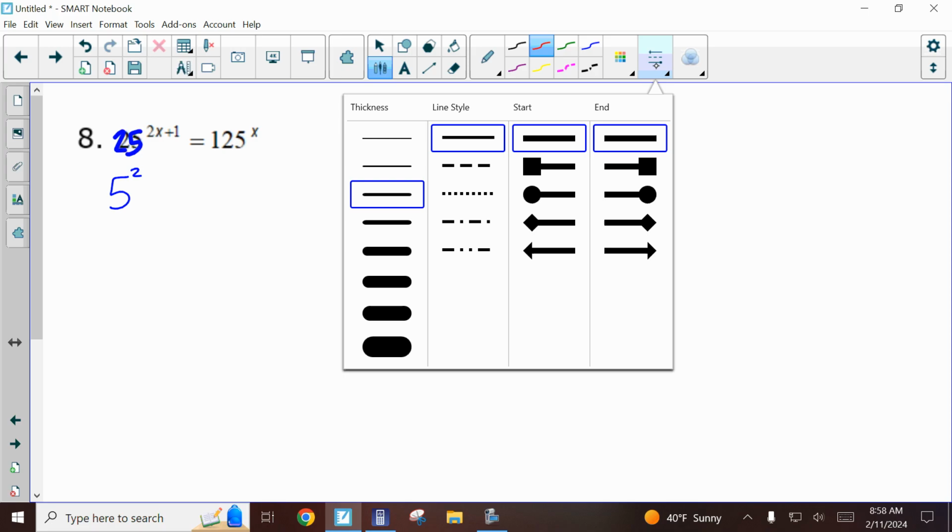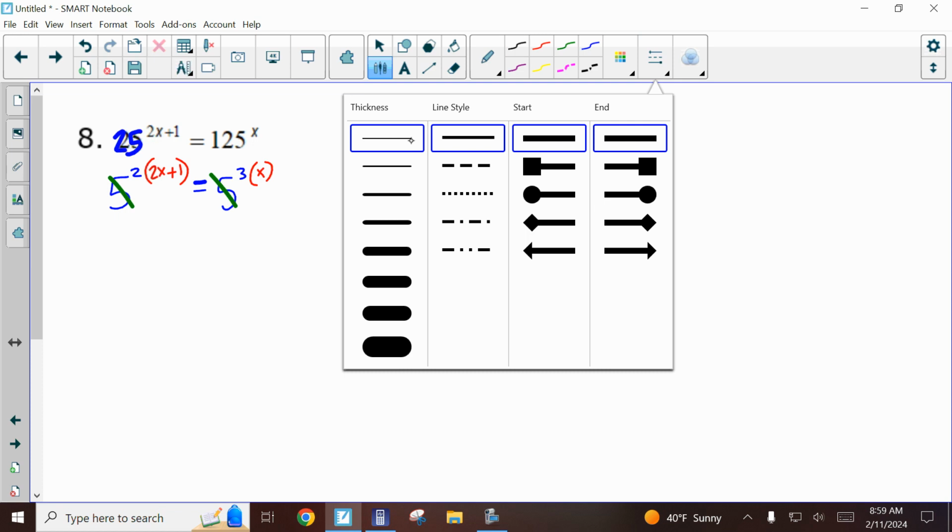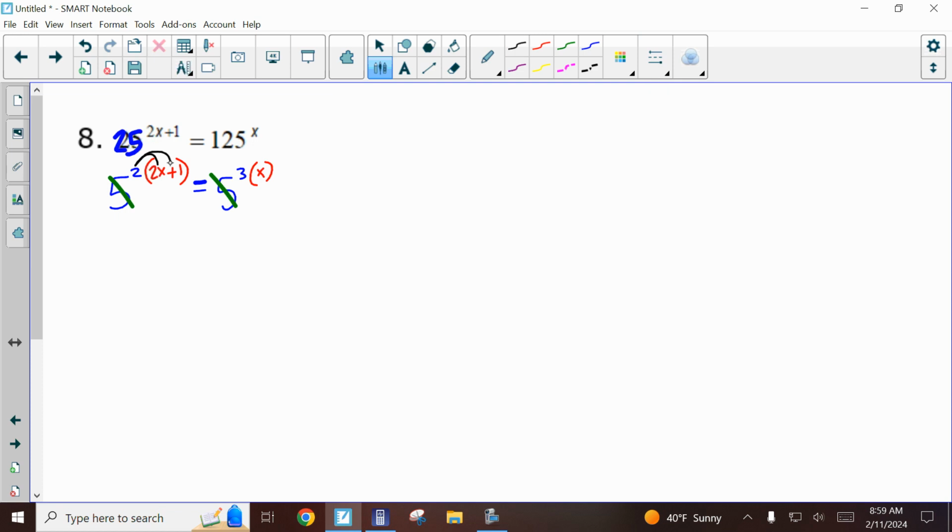Now, because that 25 already had some stuff up there, we have to put it back, but we have to put it in parentheses. Then we do the same thing to the other side. So when we move that 125, that's going to turn into 5 to the 3rd power. And because it already had some stuff up there, we're going to put it back in parentheses. So the goal was to make them match. Now they match, so we can cross them out, and then we can just solve what's left. I'm going to save some time here and just distribute now. So this is 4x plus 2, and this right here, when you times that, it's just 3x.